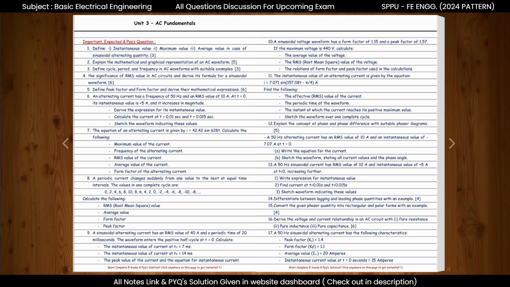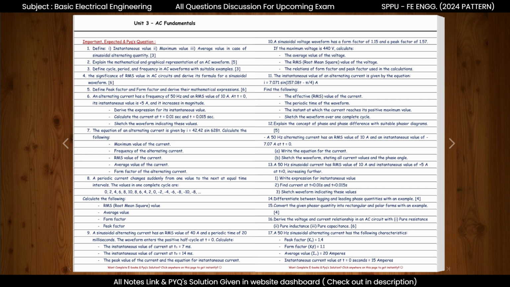From this topic, we can expect questions such as, explain the significance of RMS value in AC circuits and derive its formula for a sinusoidal waveform. The RMS value or root mean square value of an alternating quantity is the value of direct current that would produce the same heating effect as the alternating current in the same resistor. For a pure sine wave, RMS value is maximum value divided by root 2. It is significant because it helps in measuring the effective value of AC for power calculations. Alright, let's move on to our next important topic, peak factor and form factor.